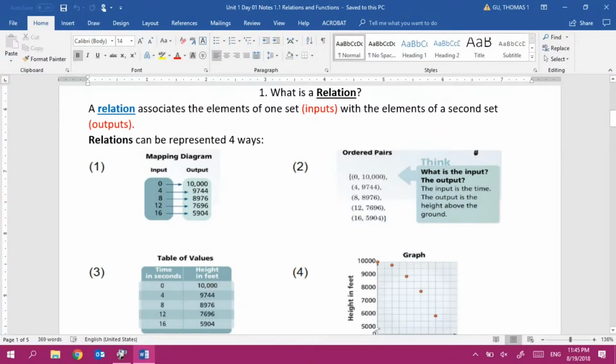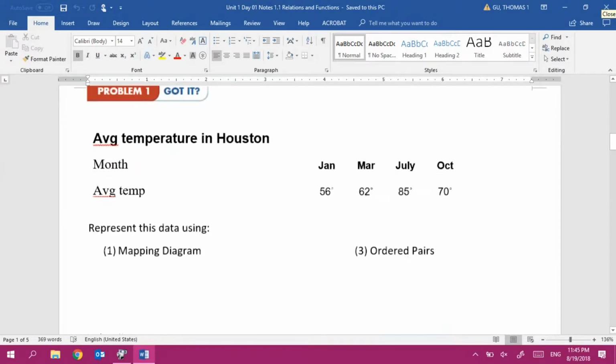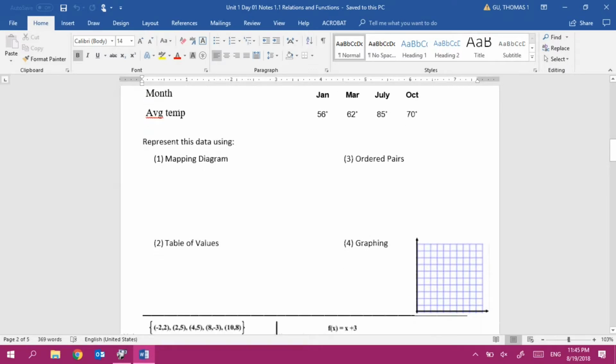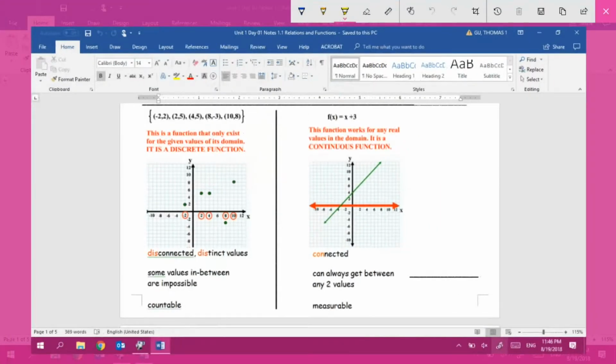All right, moving on. Problem 1. Represent this data using a mapping diagram, ordered pairs, table of values, and then finally graphing. So I want you to take some time and attempt these 4 different ways of representing this function, the average temperature in Houston.